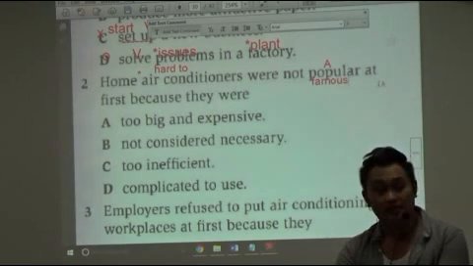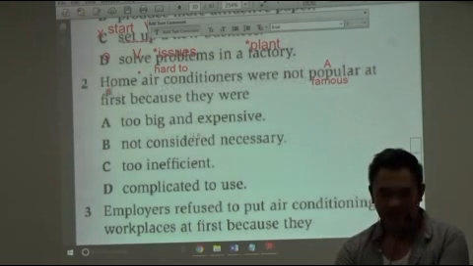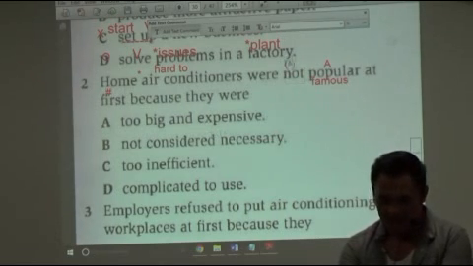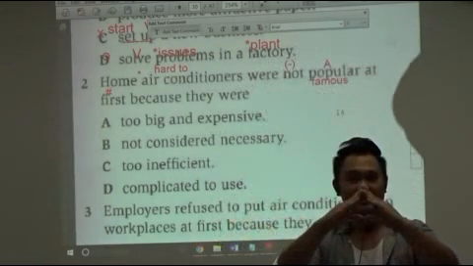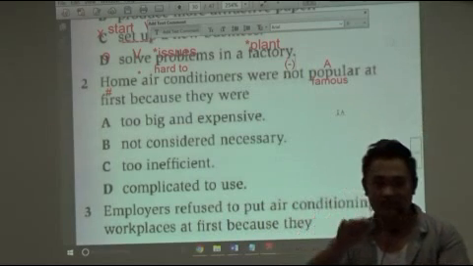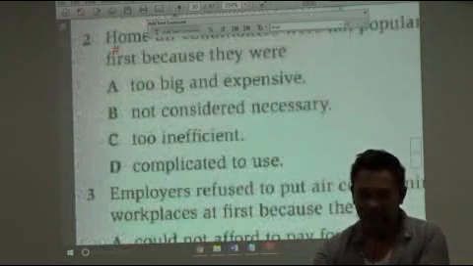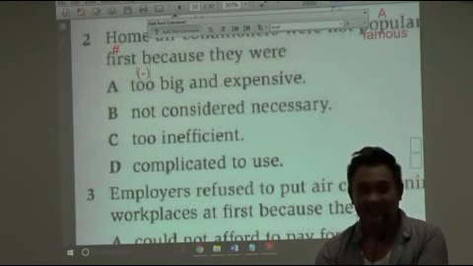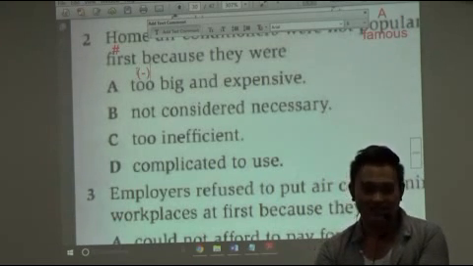Do we have a number? First. Good. And negative? Not. Very important. And I told you that if you have negative in the question, what do you have to do? You have to put a triangle in the option. That's a very big signal. Okay? A. Too big and expensive. Too is negative. Remember? In our reading class, in our writing class. Everybody say too. Over. Negative.